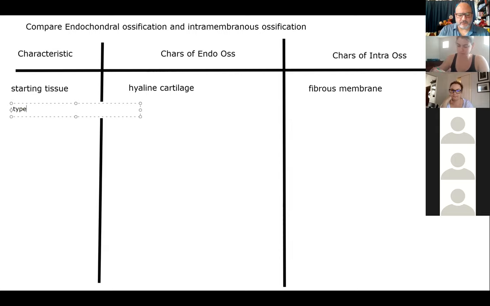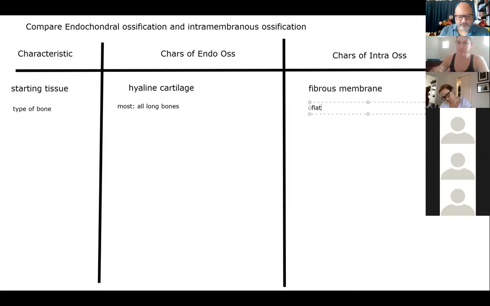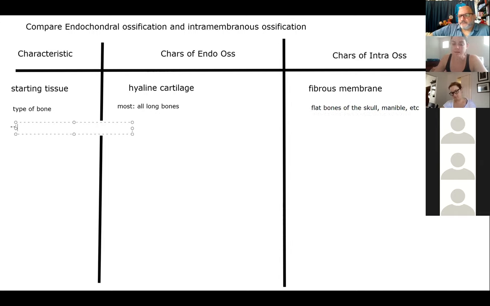Excellent. The type of bone. What type of bone does endochondral ossification form? Well, most bones, we said that, but in particular, long bones. Whereas intramembranous, exactly, this is flat bones of the skull, mandible, stuff like that. Excellent. It's another way they're different. The number of ossification centers. Ooh, I like that.